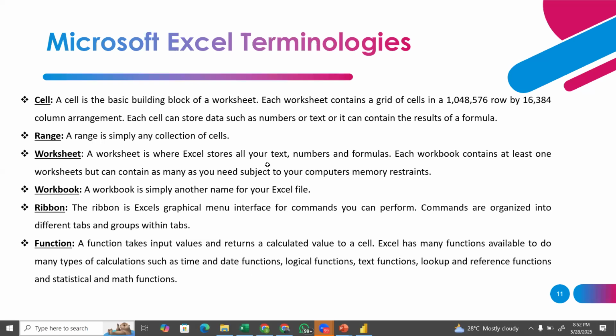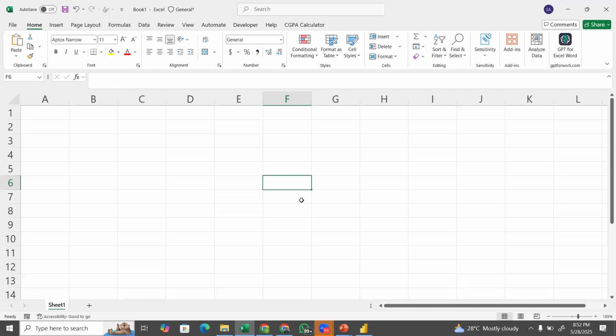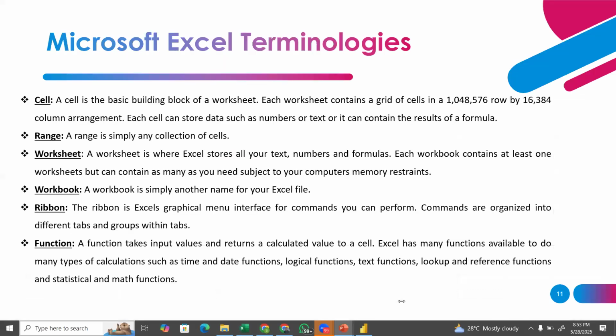If you look, each of these boxes is called a cell. So a cell is the building block of Microsoft Excel. It's the intersection of the rows and column. Now, after a cell, you have what we call a range or an array.